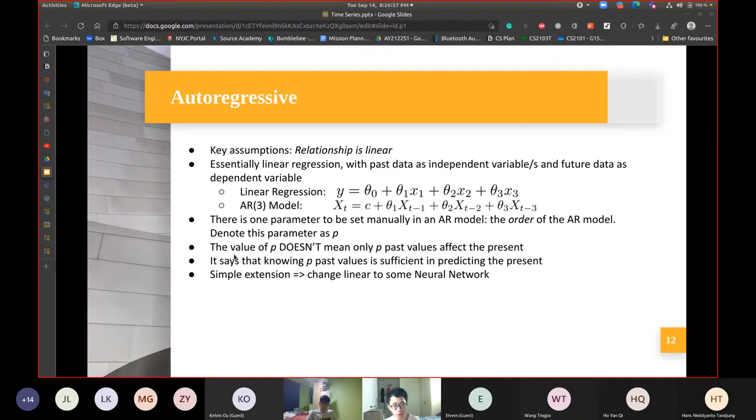But it's important to note that the value of p doesn't mean only p past values affect the present, right? If you start doing your sliding window, you consider 3 days ago to predict today, and then you use today's prediction to predict tomorrow, you are technically using the 3 days ago data also, but it has already been packaged as a prediction for today. I'm not sure if that is clear, but the idea of P here is that knowing P is enough to predict the present. It doesn't mean that only P were used, but that if you have P, that would have been enough. The model may go and use more than P. That is the idea behind this P number, this order.